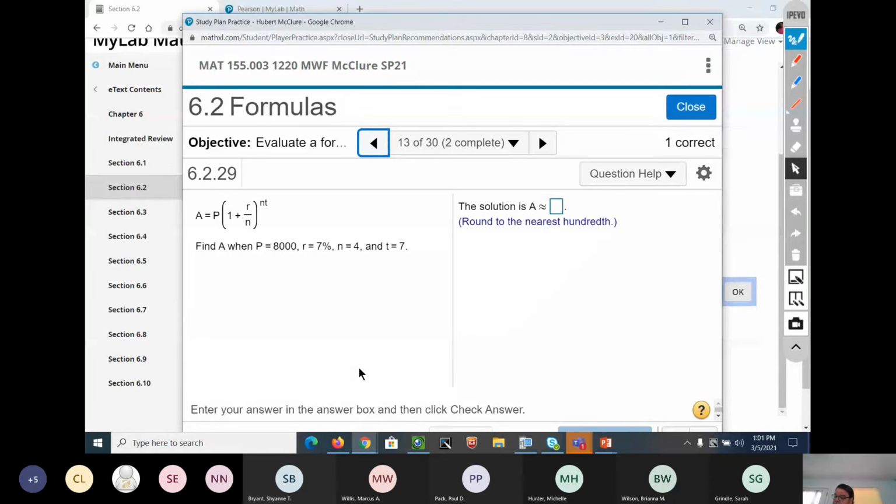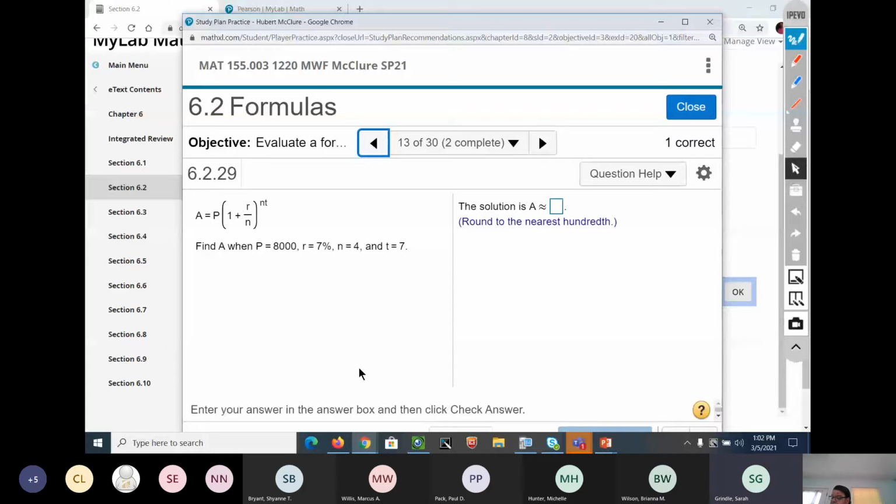A is equal to the outcome. P is called the principal. Although you use pal like your pal at school, the principal is not spelled P-L-E. It's spelled P-A-L, and that is what you put in. R is your rate, your interest rate, which is always going to be a decimal. So in this case, you're going to change that 7% into 0.07.